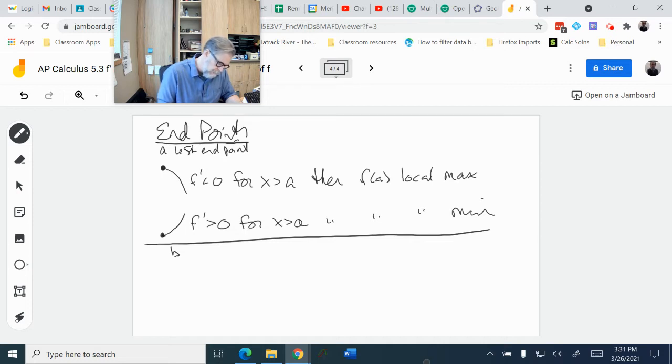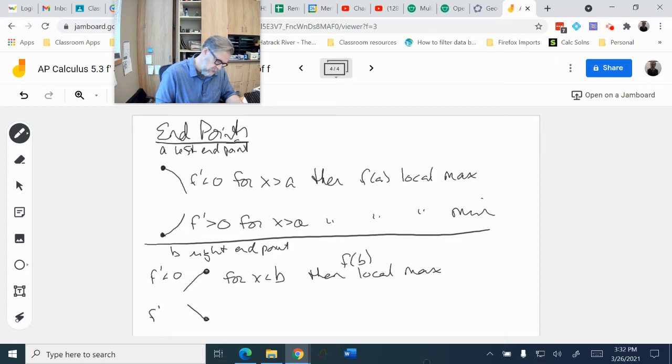Now let's talk about b, which is a right-hand endpoint. And again, if f prime is less than 0 for x less than b, then I have a local max. F of b, forgot to write that.